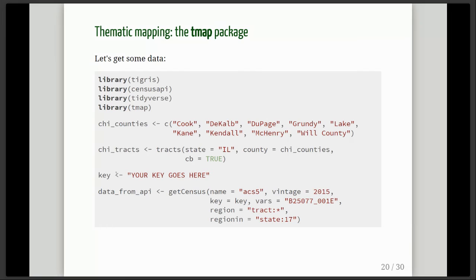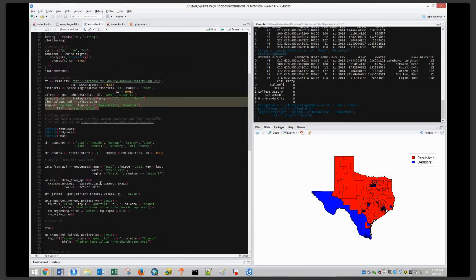To reproduce this code, you're going to need an API key from the US Census Bureau. In the examples.R script, I provide a link for where you can get that. And then we'll make this call to get_census and assign the result to this data_from_api variable. So I'm going to go ahead and run this code.